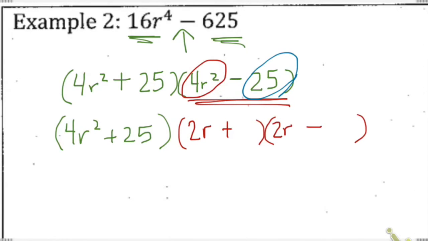And then our square root of 25 would be 5. So just noticing that sometimes you can factor your difference of squares, and then you can factor it a little bit further.